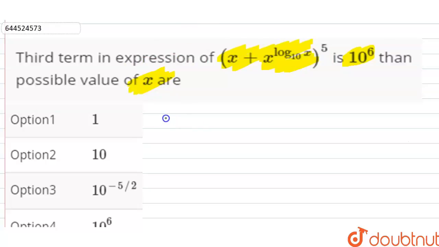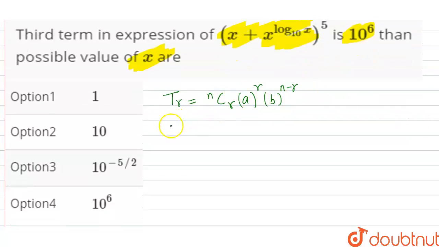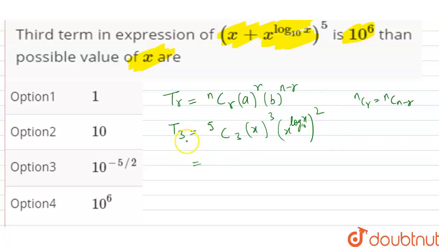So now we know that the rth term is equal to nCr a^r b^(n-r). Using this formula, we write T3 is equal to 5C3, where a is x to the power 3 and b is x^(log x), to the power 2. We can write nCr is equal to nC(n-r), so 5C3 will be written as 5C2, into x cube into x^(2 log x), which is x^(3 + 2 log x). In this term, the powers of x are added.